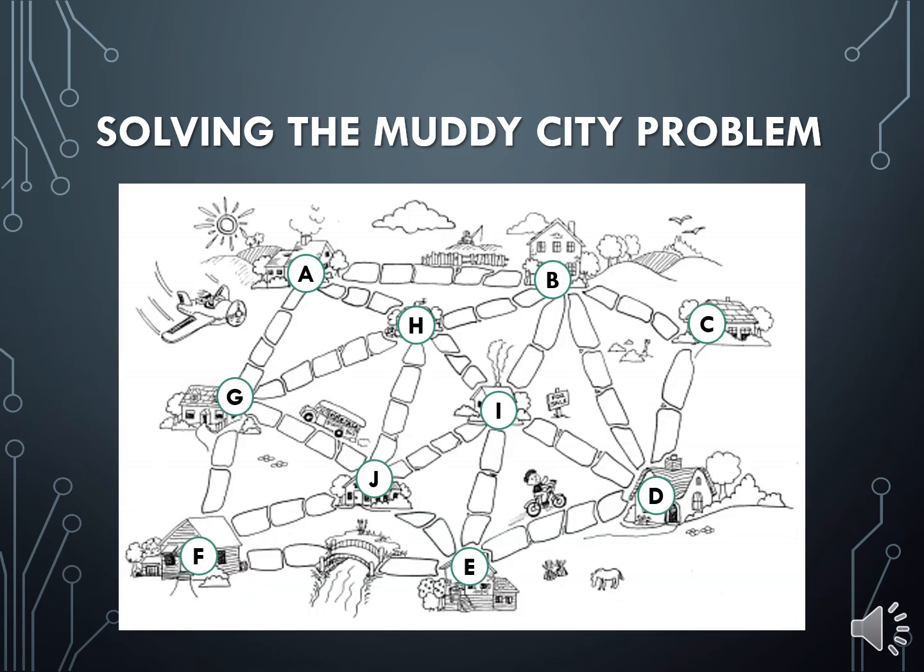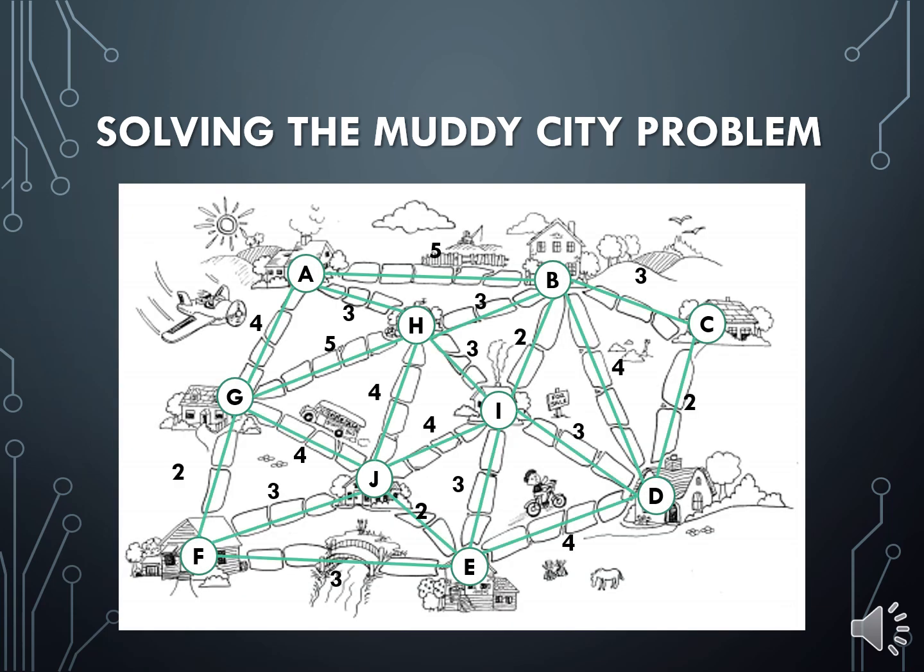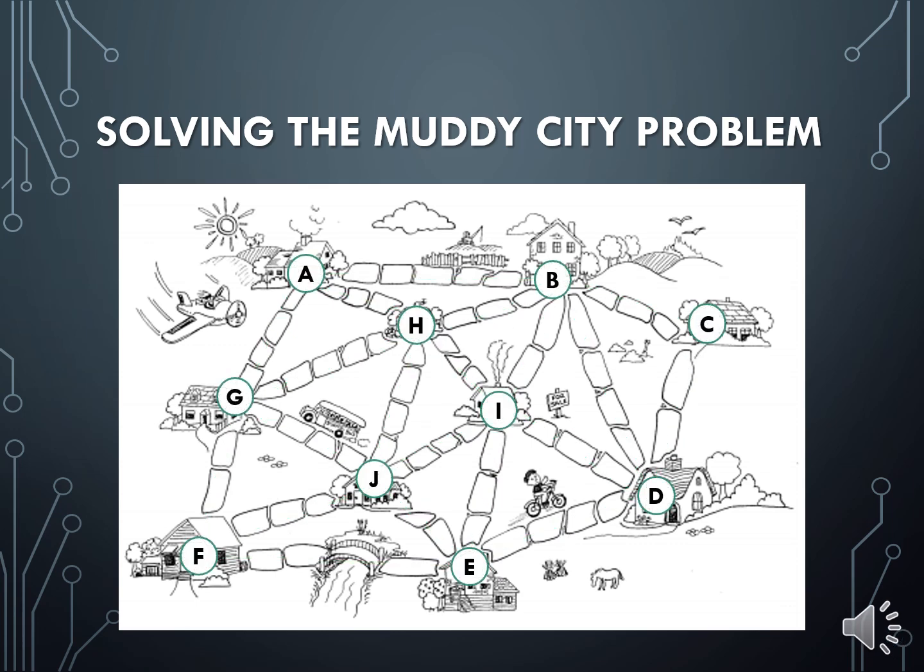Let's go ahead and represent the muddy city problem as a connected graph and assign weights to each of the edges. Using the steps in Kruskal's algorithm, we can start choosing edges of minimum weight. First, let's choose any edge with the lowest weight, which in this case is 2. Here we choose the edge FG. Next, we choose the remaining edges with a weight equal to 2 in the following order: BI, EJ, and CD.